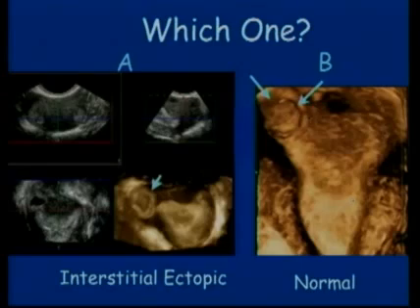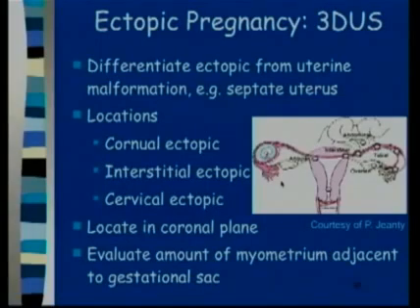It just looks like this gestational sac is way out into the myometrium. So let me show you. First thing about ectopic pregnancies is that we have to differentiate whether we really have an ectopic or whether we just have a uterine malformation like a septate uterus that then has a sac in one horn. Notice where the interstitial ectopics lie, right here. And those are fairly rare. Most ectopics are going to be in the tube someplace.